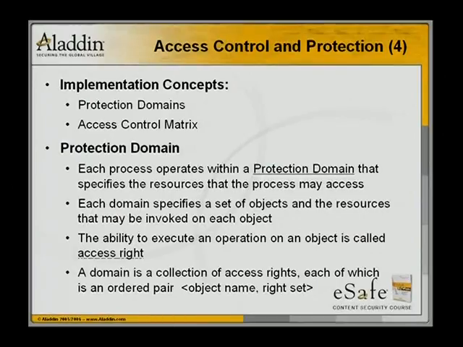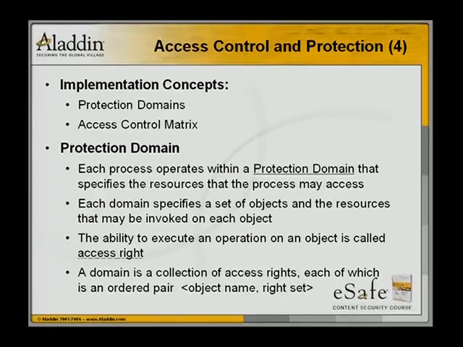Another thing on protection domain that we can see in the slide is the ability to execute an operation on an object, which is called an access right. An access right is basically what the user is allowed to do. So we give the user the permission to do a specific right on the file or the folder or the specific object. So let's say it's a printer, it can only print to the printer, but it cannot execute file on the printer objects.